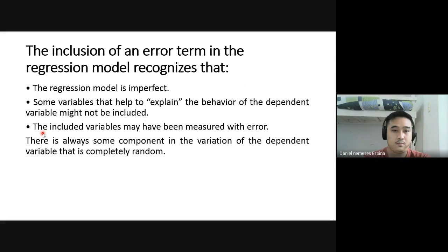And then last one, the included variables may have been measured with error. So posible nga naay error sa pag-include nato sa error sa atong variables. So there is always some component in the variation of the dependent variable that is completely random. So na mga changes in our dependent variable nga posible dili na siya all the time may tabo.